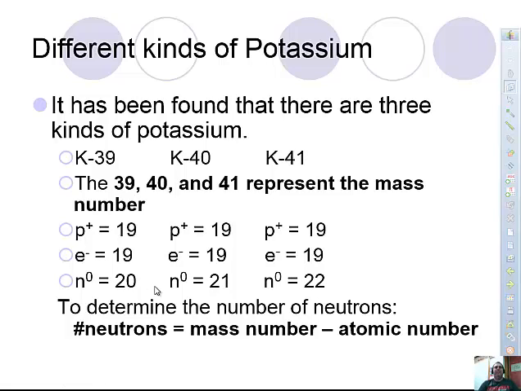Notice, what's the same about each element? Protons and electrons are the same. What's the only difference? The difference is going to be the number of neutrons. It's potassium on all 3. And if it's potassium on all three, that's why we have 19 protons, 19 electrons. It's our neutrons that are going to be different, and it's found by taking mass number minus atomic number.